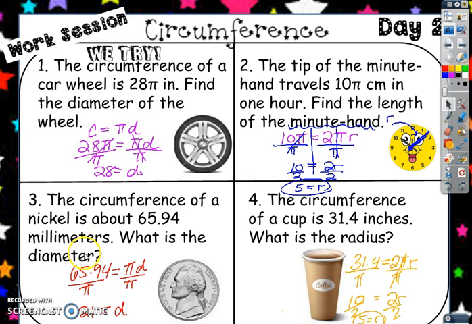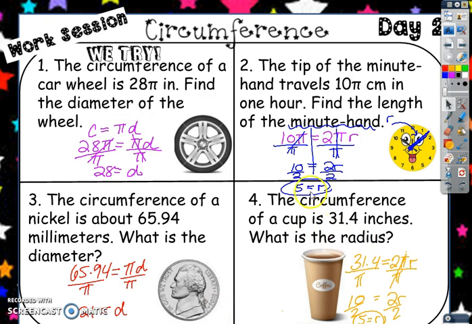So since we're looking for the diameter, we're going to use the formula C equals pi d. We're going to plug 65.94 in for C equals pi d. We'll divide by pi. That's our first step. When we divide 65.94 in our calculators by 3.14, it actually gives us a whole number of 21. So 21 equals d. So 21 millimeters is the diameter of our nickel.